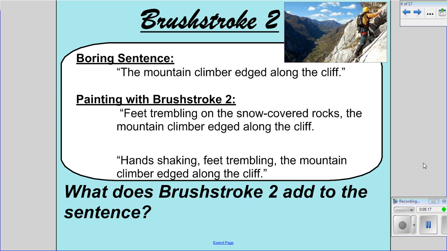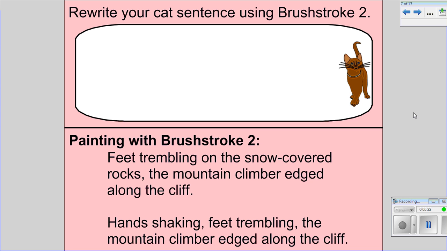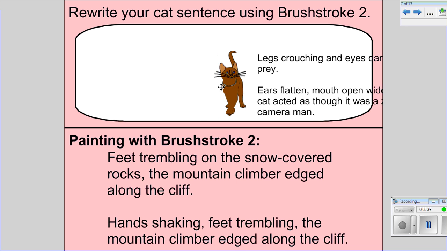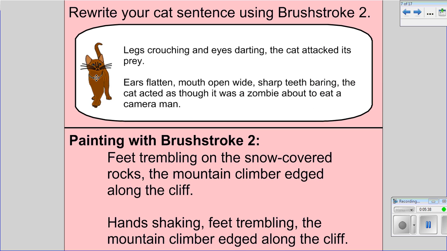His feet are trembling. So what I'd like for you to do now is in your writer's notebook, rewrite your cat sentence using brushstroke 2. So again, here are examples below. Once you've written your sentence, please go ahead and restart the video. Here is an example of a cat sentence using brushstroke 2.